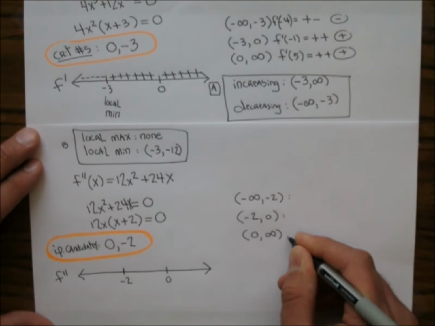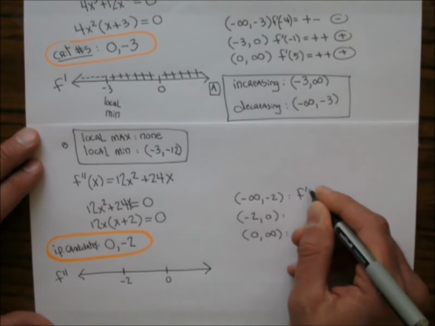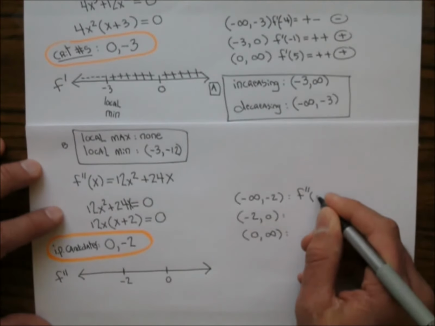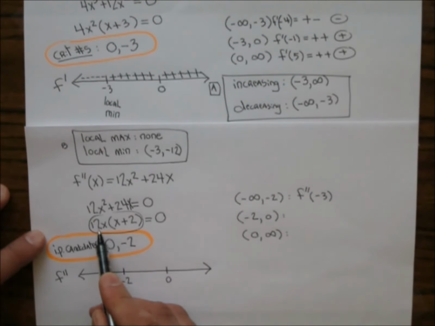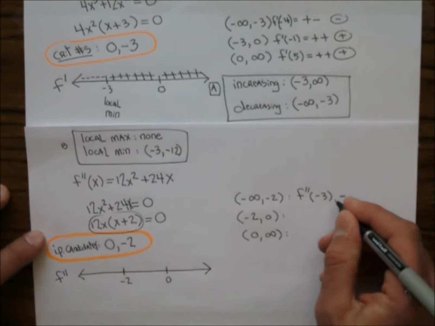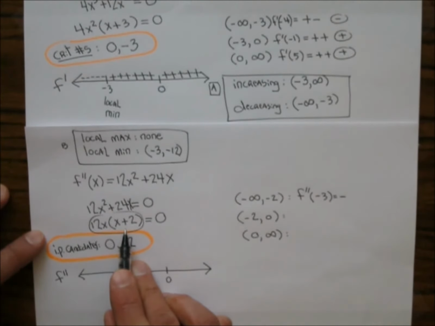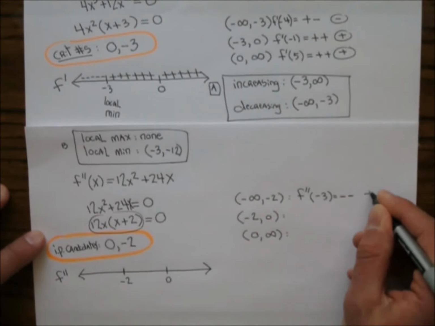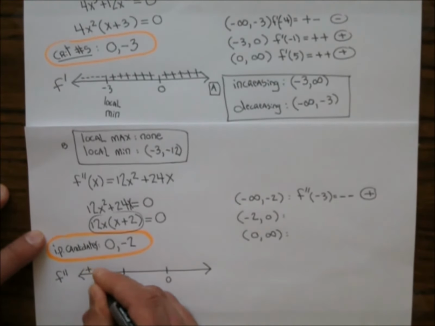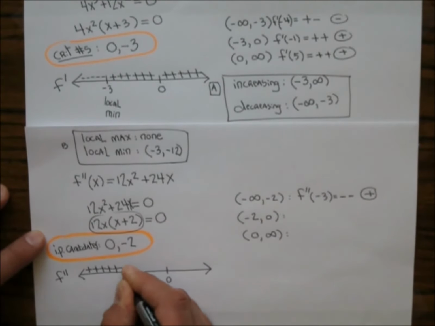So let's pick some values here. I'm going to go into the second derivative and plug in maybe -3. Here's the second derivative right here. So this is going to be 12 times negative 3, that's a negative. And then negative 3 in there is also going to be negative. Two negatives make a positive. So all these guys right here have pluses, which doesn't mean it's increasing, it means all those guys on the original graph are concave up.